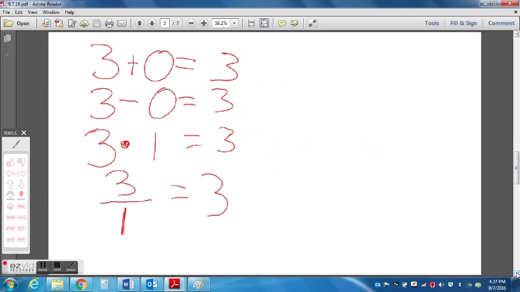And here are our identities. Remember, that's the number that you can do the operation with and it won't change the value. So the additive identity is 0, because you can add 0 all day. Subtractive identity is 0. You can subtract 0 all day. Multiplicative identity is 1. And the divisive identity is 1. You can multiply by 1 all day and divide by 1 all day.